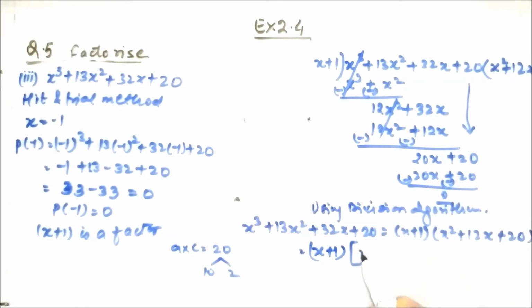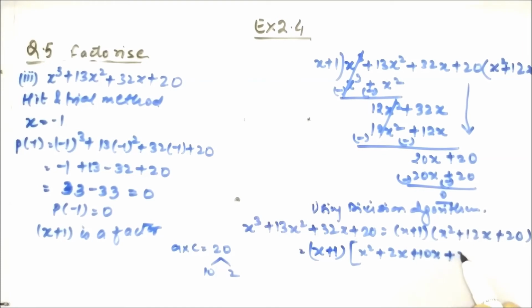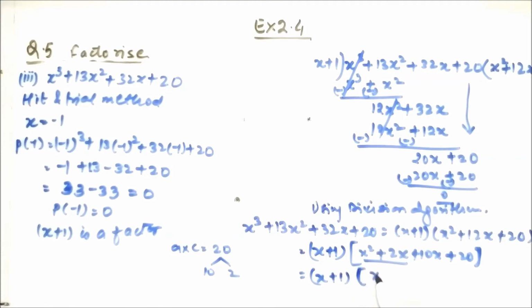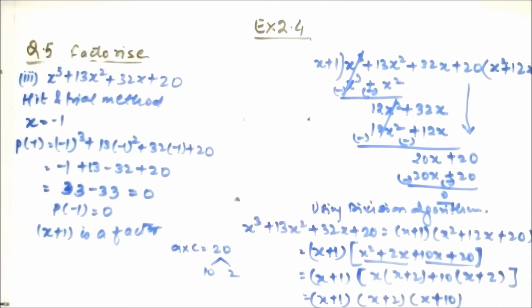So this can be written as x square plus 2x plus 10x plus 20. From this we can take x as common and we will be left with x plus 2, and from this 2 we can take 10 as common, so that we are left with x plus 2. Now this will be x plus 1, x plus 2, and x plus 10. So these are the three required factors. So we have factorized this cubic polynomial as this.